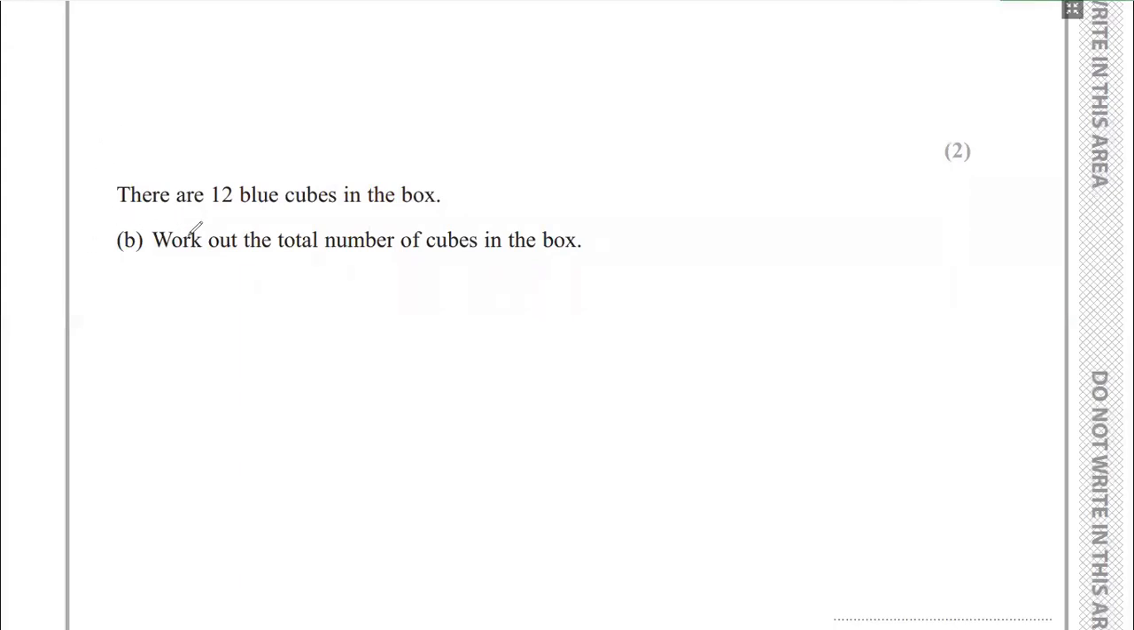Part B, there are 12 cubes in the box. Work out the total number of cubes in the box. Right, so we know that the probability for blue is 0.2, or in other words, we can say 20%. So if 20% is equal to 12, in that case, we need to work out 100%.